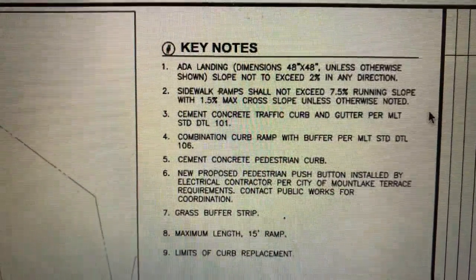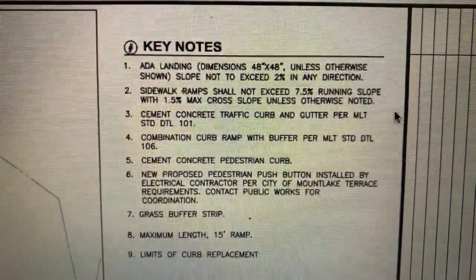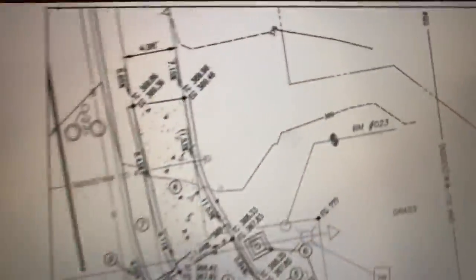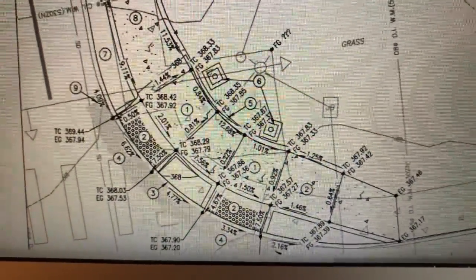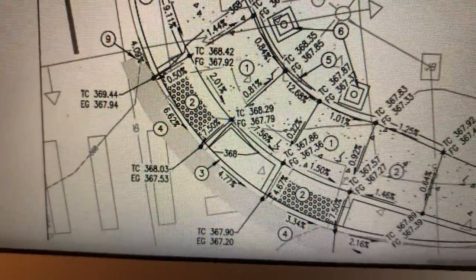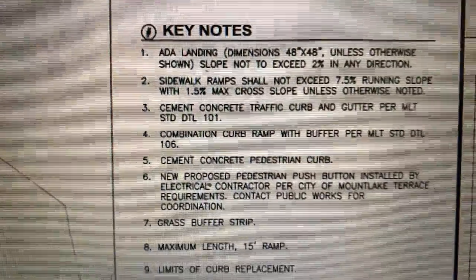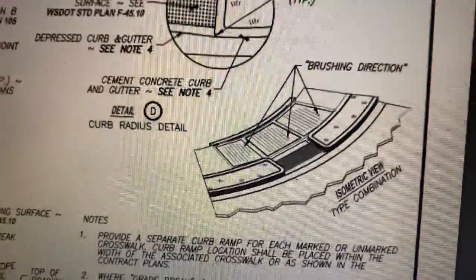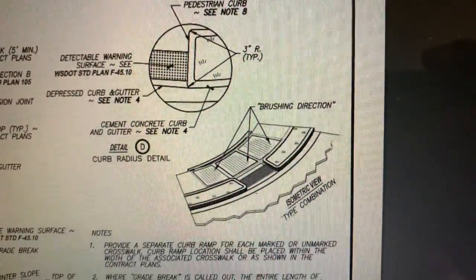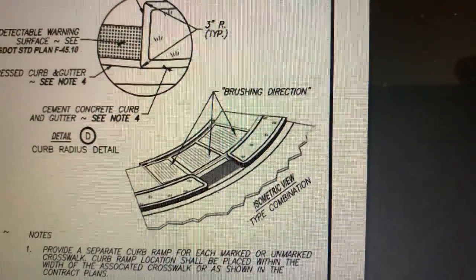Okay, note number, let's see here, combination curb ramp with buffer. That's note number 4 on here. Let's see, where is note number 4? Okay, note number 4 is out towards the front here. So the combination curb ramp with buffer 106. So here I'm on sheet 106, looking at the details. It's a depressed curb and gutter out at the entrance there. So depressed right there.